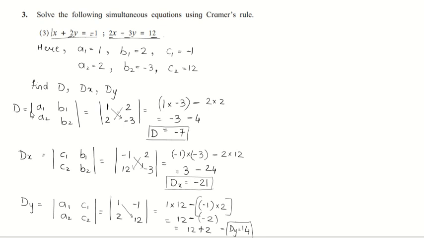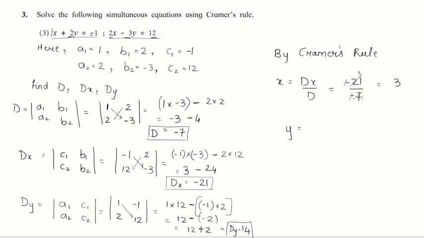Okay. So now this is the important step by Cramer's rule. x is equal to dx upon d. So dx is minus 21 upon minus 7. Minus minus cancels. 7 ones are 7, 7 threes are 21. So x is 3.